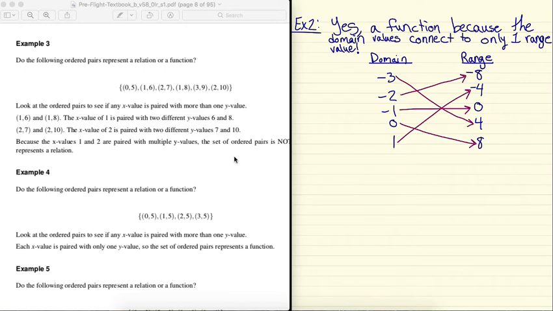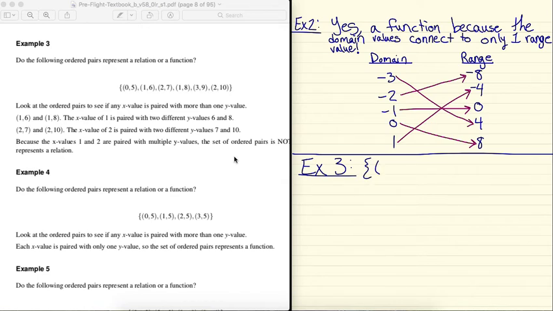All right, now we're going to move on to example 3. And I'm going to draw a line on my notes page to say I'm done with example 2, and then I'm going to begin example 3. Example 3, it says, do the following ordered pairs represent a relation or a function? First thing I'm going to do is write down the ordered pairs that they gave me.